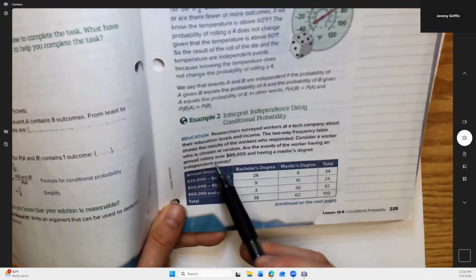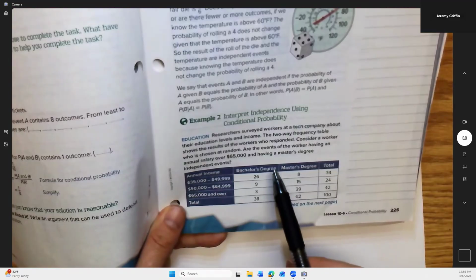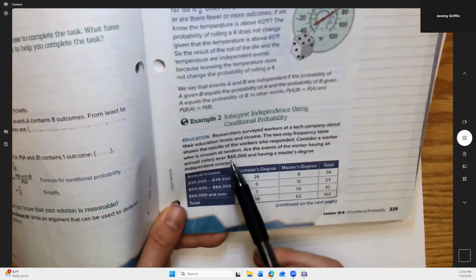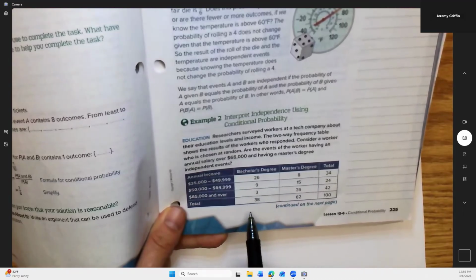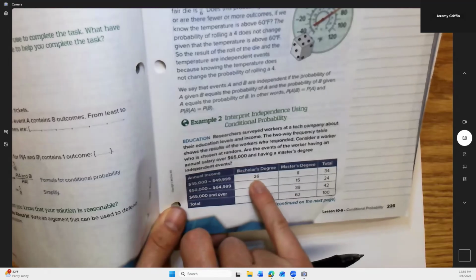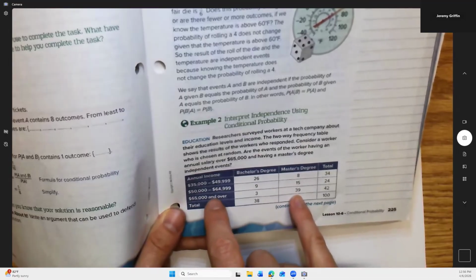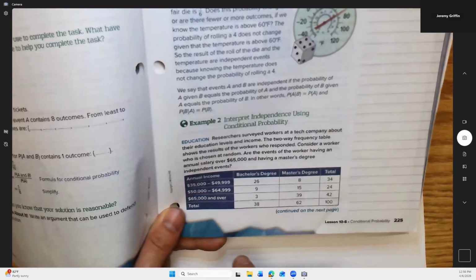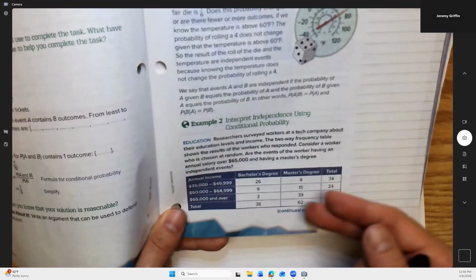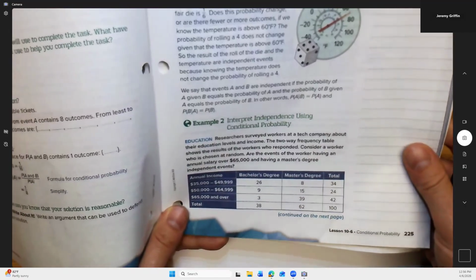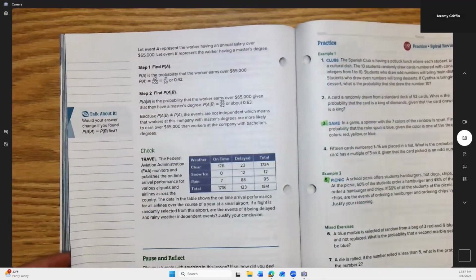Consider a worker chosen at random. Are the events of a worker having an annual salary over 65,000 and having a master's degree independent events? If you look at the numbers, if you have a bachelor's degree, there are a lot of workers with low incomes. But if you go over to the column with master's degree, the salaries jumped way up. There are a lot of high salaries. So my gut instinct is that having a high salary is not independent of the degree you have. If you have the master's degree, that will be correlated with having a higher salary. Now we should be able to define this.